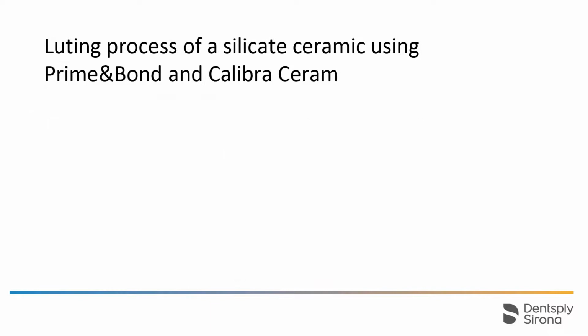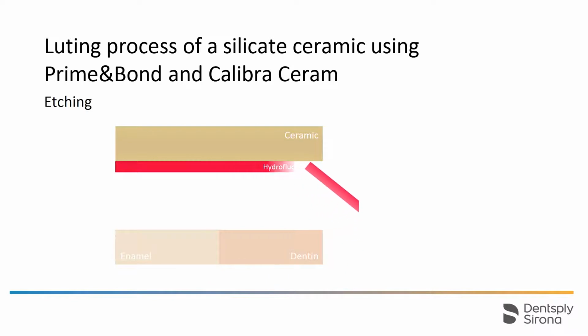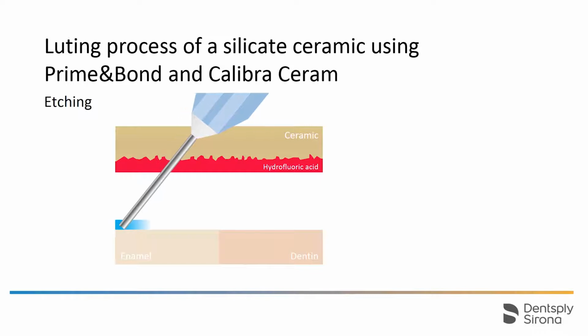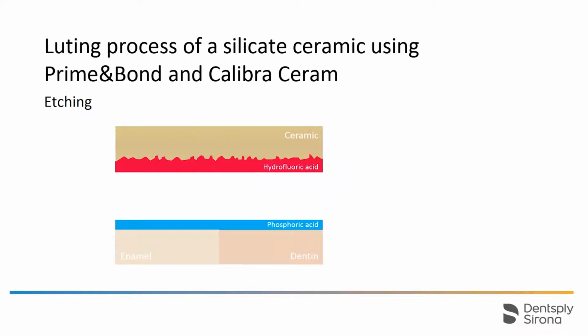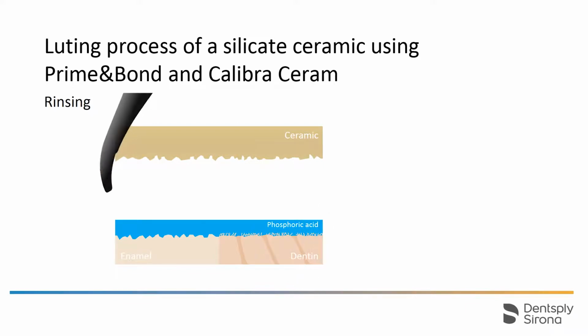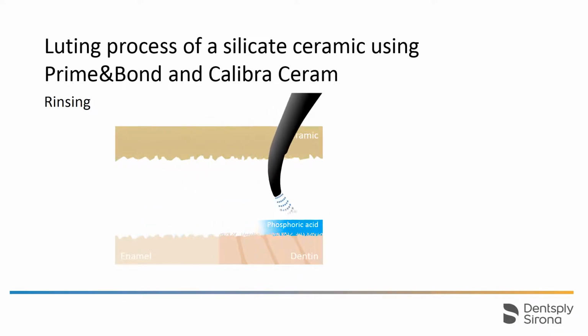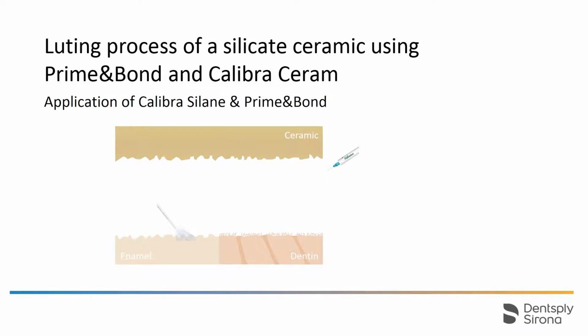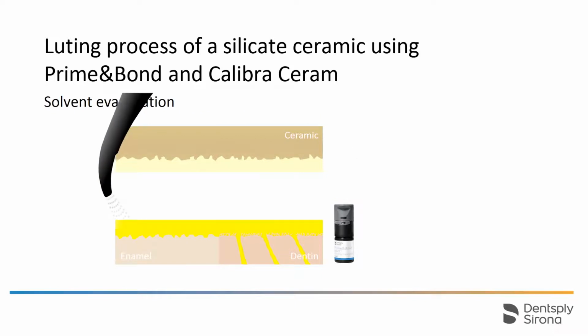This is an overview of the entire cementing procedure for silicate ceramic. Firstly, the surface of the restoration is etched using hydrofluoric acid. The surface of the tooth structure is etched using phosphoric acid. Both acids are rinsed off after a few seconds reaction time. Silane is then applied to the ceramic and Prime and Bond applied to the tooth surface. The solvent of the adhesive is air-dried.